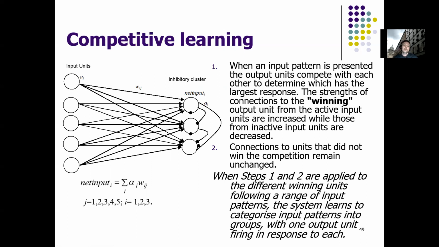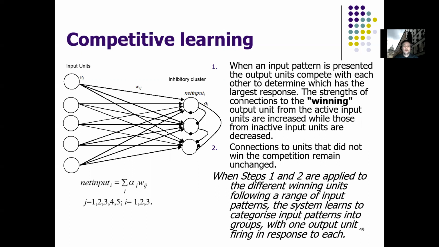And each one of these nodes is going to represent one of the cluster centers. The coordinates of the cluster centers are the values of the weights that go into this node. If the activation of this node is the largest one, then we say that this node is a winner.